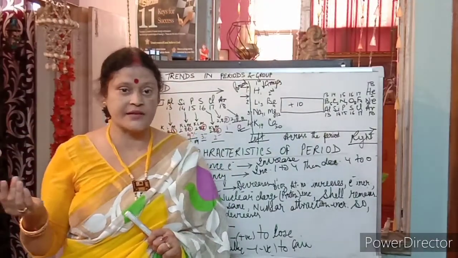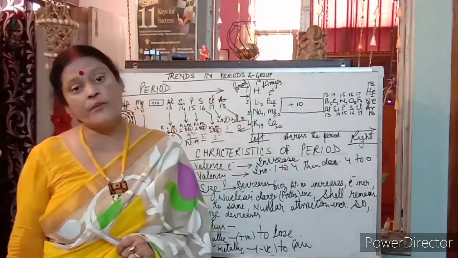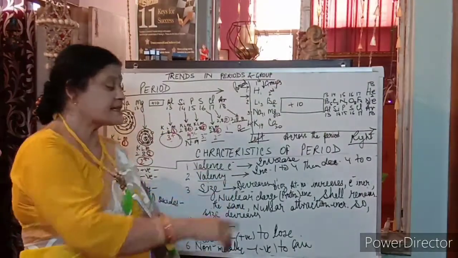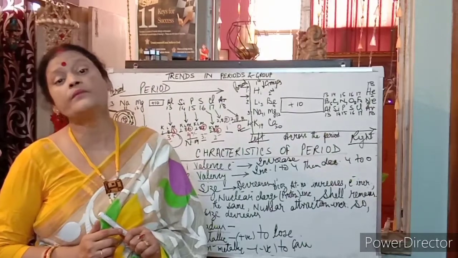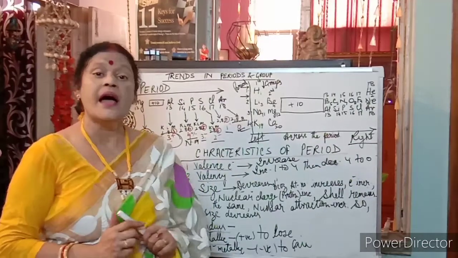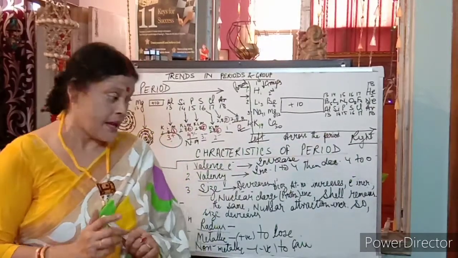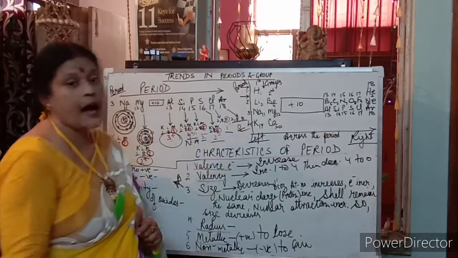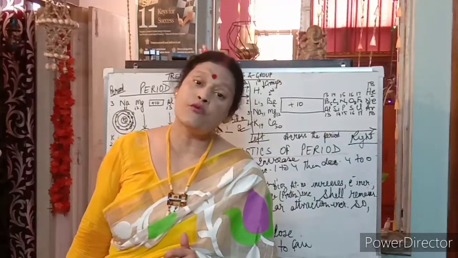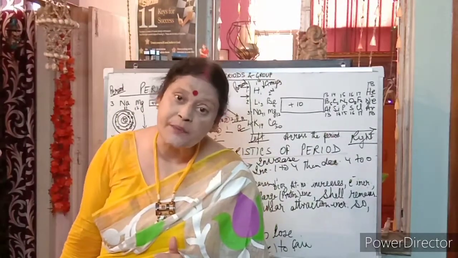First property, valence electrons increase from 1 to 8, and then valency first increases from 1 to 4 and then decreases from 4 to 0. Next is a very important 2 marks question. What happens to the size when we move from left to right across the period?